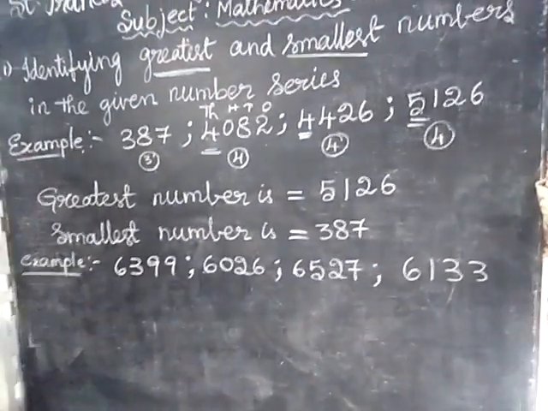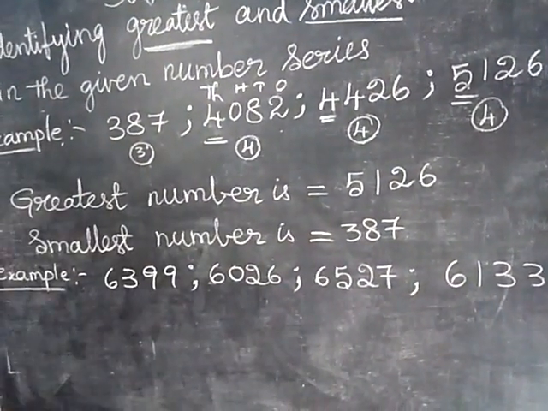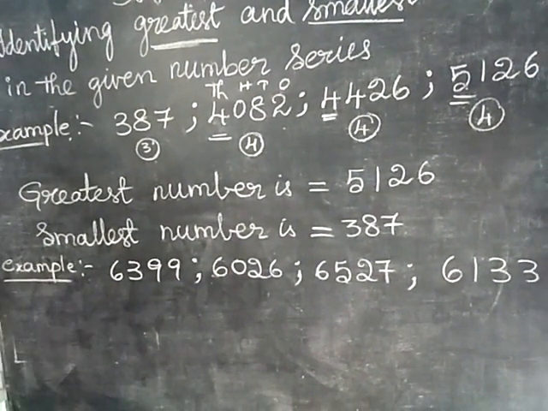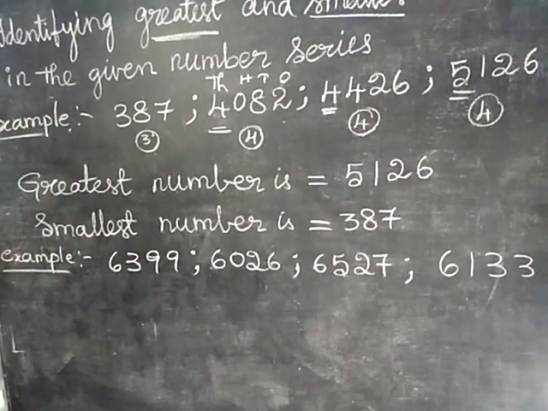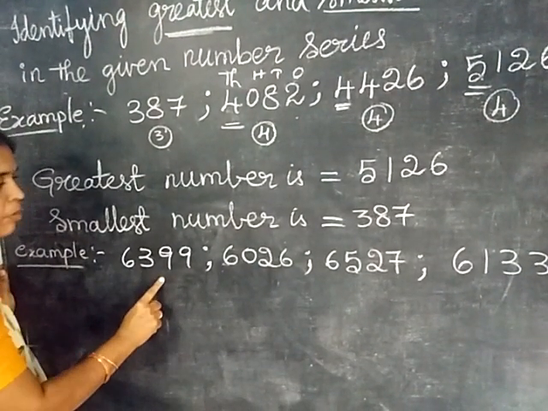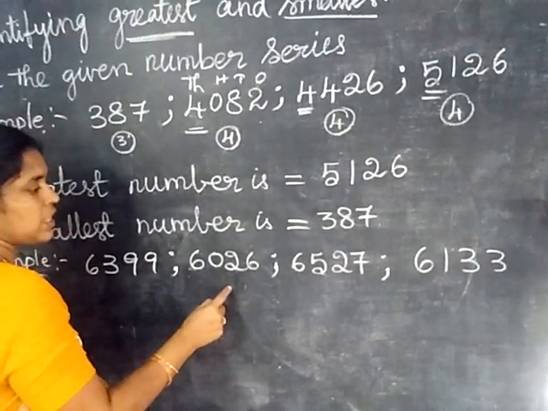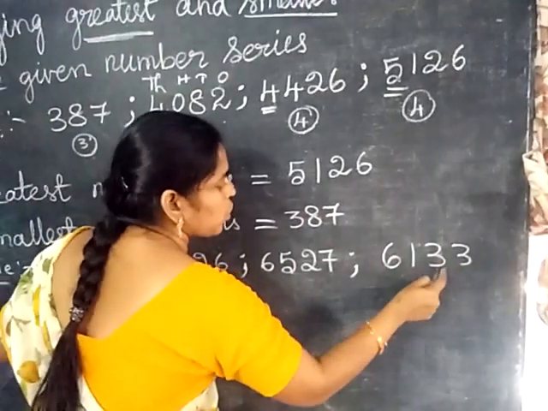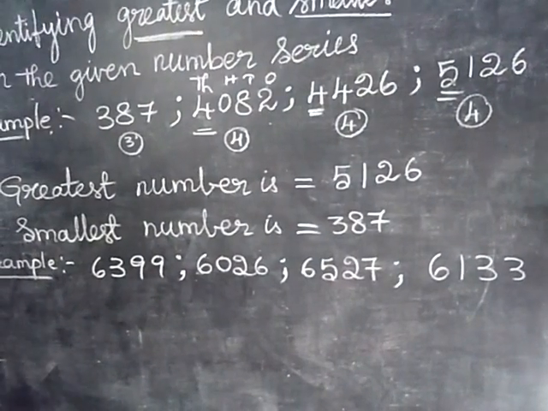See, here I am taking 4 numbers. Out of these 4 numbers, you have to take one greatest number and one smallest number. So first step, what we have to do? Count the number of digits in the number. See, 1, 2, 3, 4. First is a 4-digit number. Next, 1, 2, 3, 4. The second number also has 4 digits. This is also a 4-digit number. This is also a 4-digit number. So all are 4 digits.